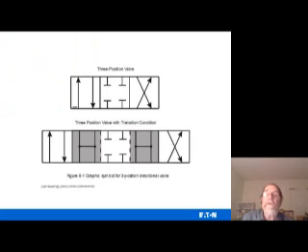And here's one here. Okay, it's got four ports right here. So this is a 3-position valve with transverse condition. It's a 3-position valve, so each envelope is a position. Okay, it's a 3-position 4-way valve.